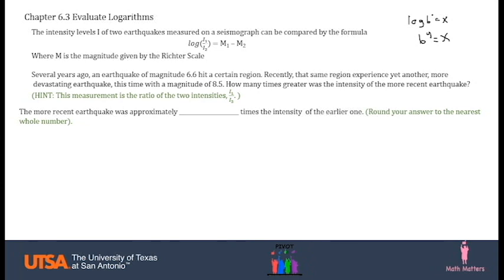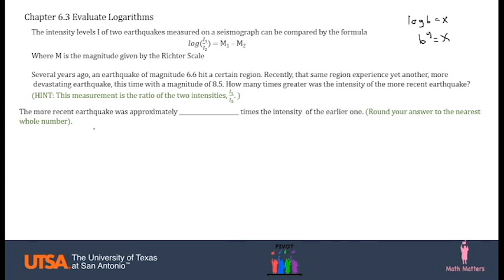And the hint is that we're trying to find the ratio of two intensities, I1 over I2. So I1 will be the more recent earthquake. And if that confuses you, there's another obvious way to find it. Because we can't take the log of a negative number, M1 minus M2 has to be a positive number. So M1 is going to be the greater value.